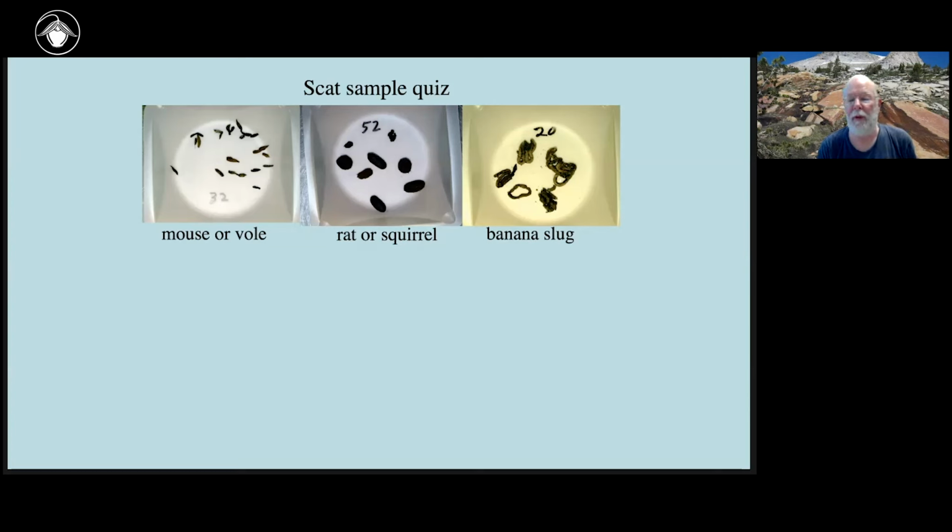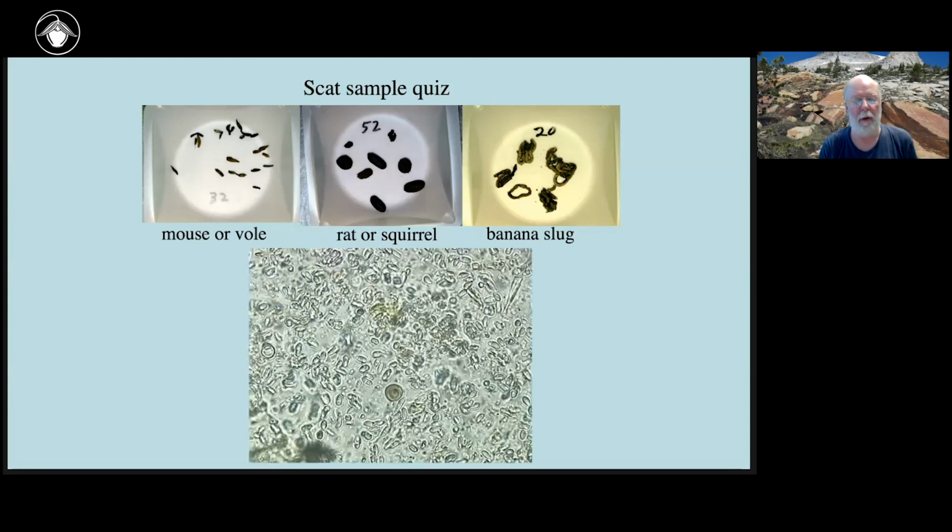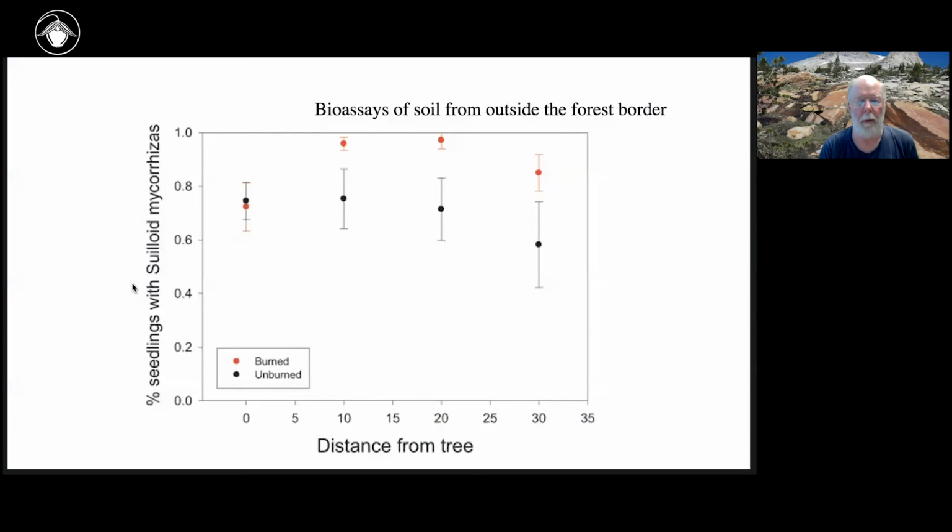But in any of these, when we looked at them, if they were within a few tens of meters of forest, they were just loaded with spores of Rhizopogon. So that's what you're looking at here, just a sea of Rhizopogon spores. So very effective dispersal, but for a short distance. You can see here it is over just 30 meters from the forest edge. It's already starting to drop. And after about 100 meters, it's gone.